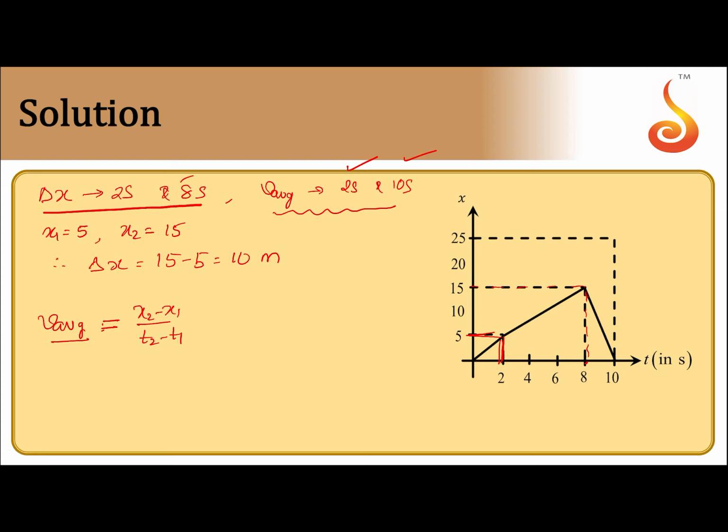So, for this part x1 is equal to, at t is equal to 2 it is 5, at t is equal to 10 seconds it is nothing but 25. So, x2 is 25. Thus, we have average velocity is equal to 25 minus 5, whole divided by 10 minus 2. That gives me 20 divided by 8.